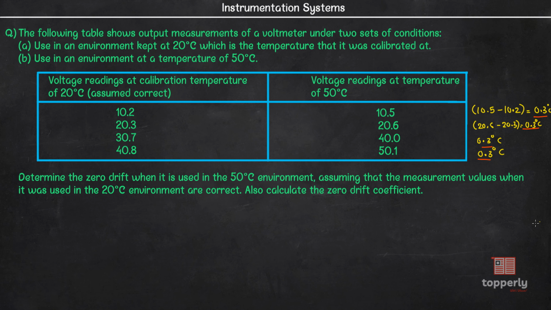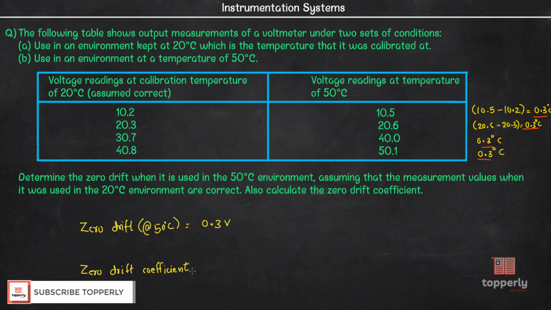So the zero drift at the temperature of 50 degrees Celsius is 0.3 volts. Now we are also asked to find the zero drift coefficient.